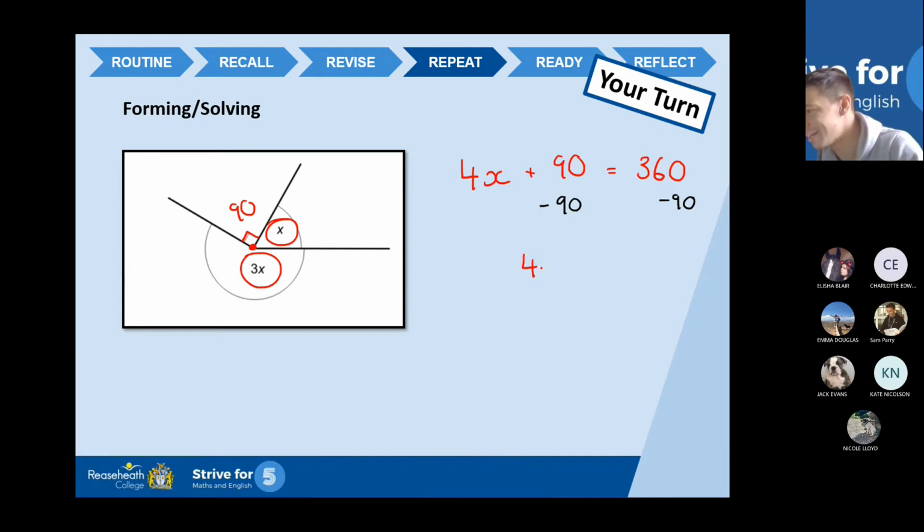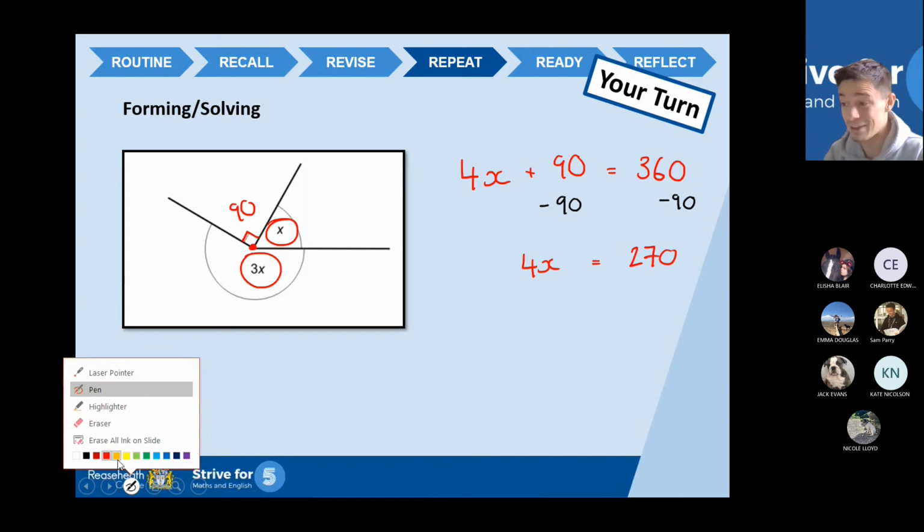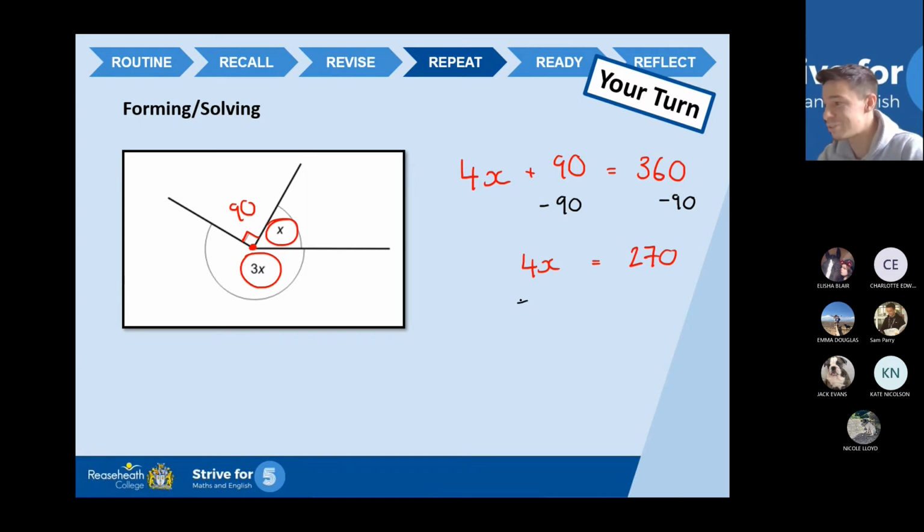It's the exact same nearly. 4x equals 270. The last thing I need to do, and I'm getting my calculator ready to do this, is to divide by 4 on both sides. That leaves x equals 270 divided by 4, which is 67.5 degrees.